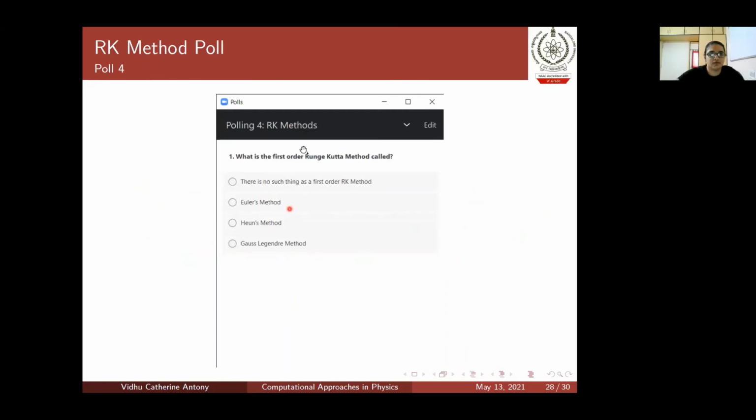Let's start off with this polling. What is the first order Runge Kutta method called? The options are: there's no such thing as a first order Runge Kutta method, Euler's method, Heun's method, or the Gauss-Legendre method. So let's start off with this poll, the fourth poll.